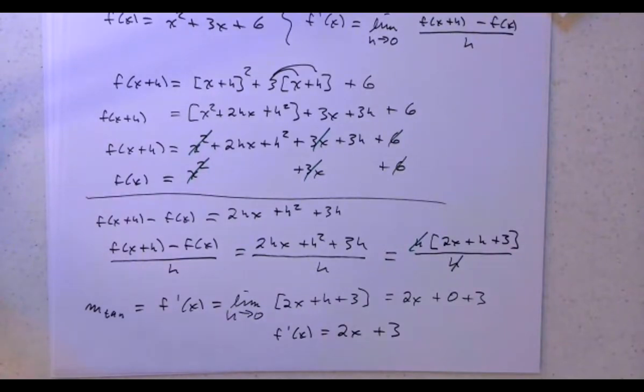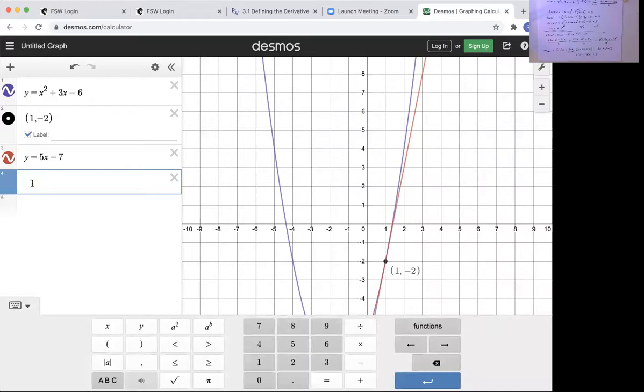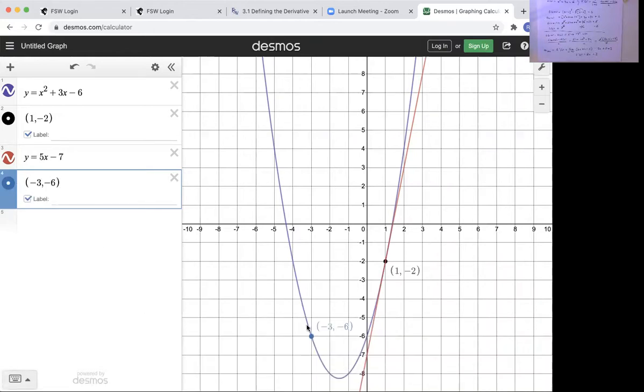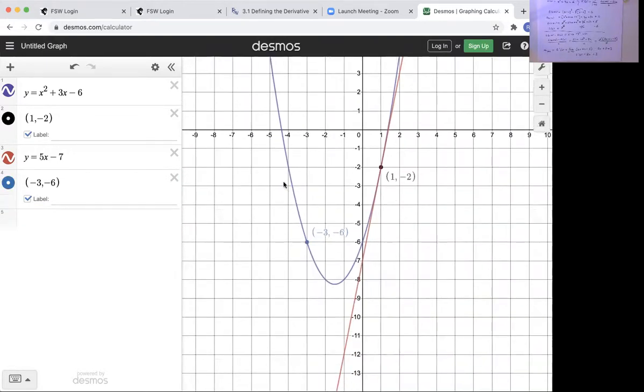So there is certainly an advantage to doing it this way. So let's go back to our graph. And let's say we are interested in this point, -3, -6. And I want to create the tangent at that point. So I want to find the slope of the tangent there. Well, the slope of the tangent is f prime of -3. So the slope will be f prime of -3.